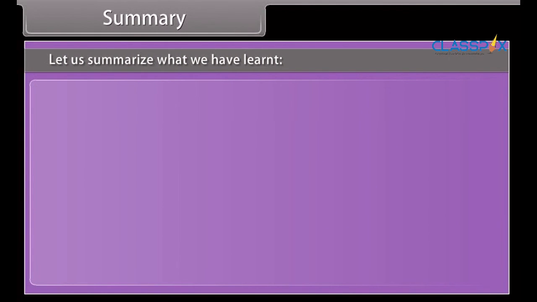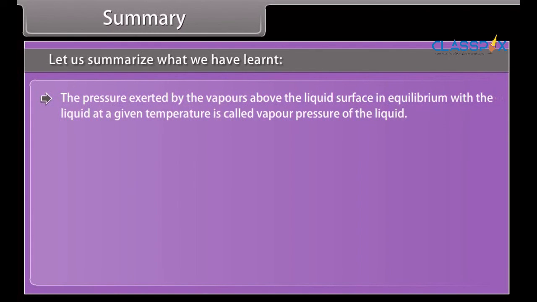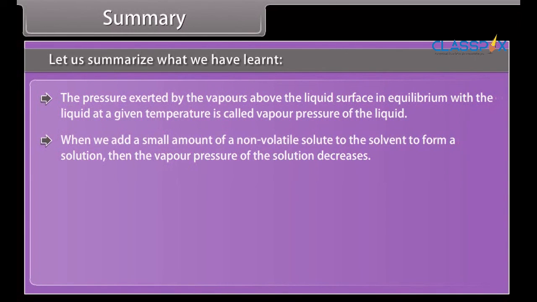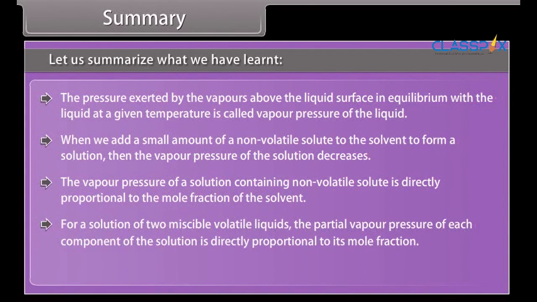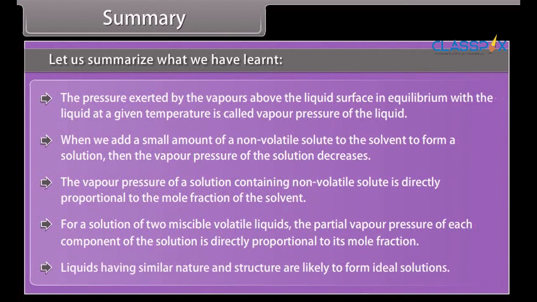Summary. Let us summarize what we have learnt. The pressure exerted by the vapors above the liquid surface in equilibrium with the liquid at a given temperature is called vapor pressure of the liquid. When we add a small amount of non-volatile solute to the solvent to form a solution, then the vapor pressure of the solution decreases. The vapor pressure of a solution containing non-volatile solute is directly proportional to the mole fraction of the solvent. For a solution of two miscible volatile liquids, the partial vapor pressure of each component of the solution is directly proportional to its mole fraction. Liquids having similar nature and structure are likely to form ideal solutions.